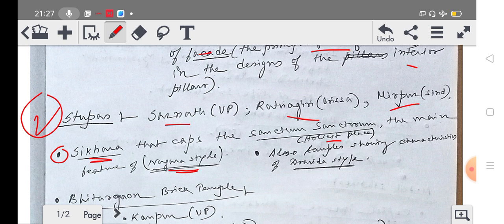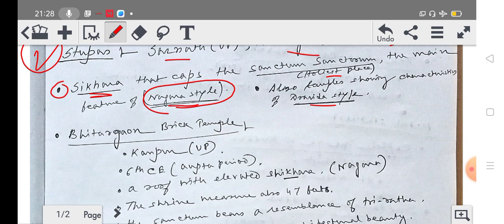Nagara style means the style which consists of this Shikhara type of architecture. Shikhara is a type of architecture that caps the sanctorum, means the holiest place, and also temples of Gupta period, showing the characteristics of Dravida style. Okay.